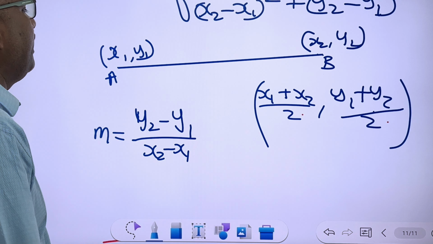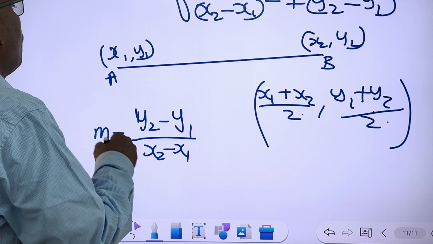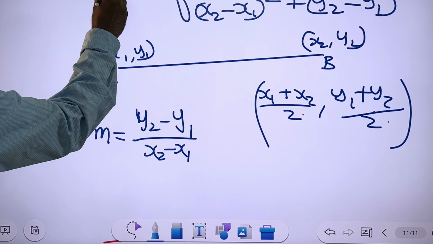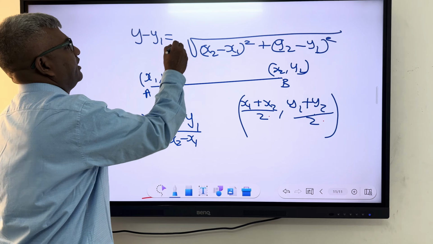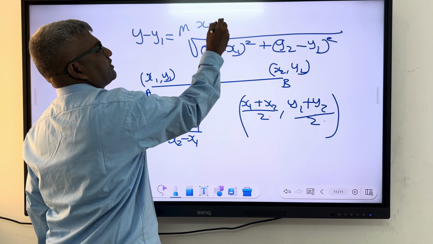Okay, how to find the equation of AB? y minus y1 is equal to m, m you found out here, m times x minus x1.